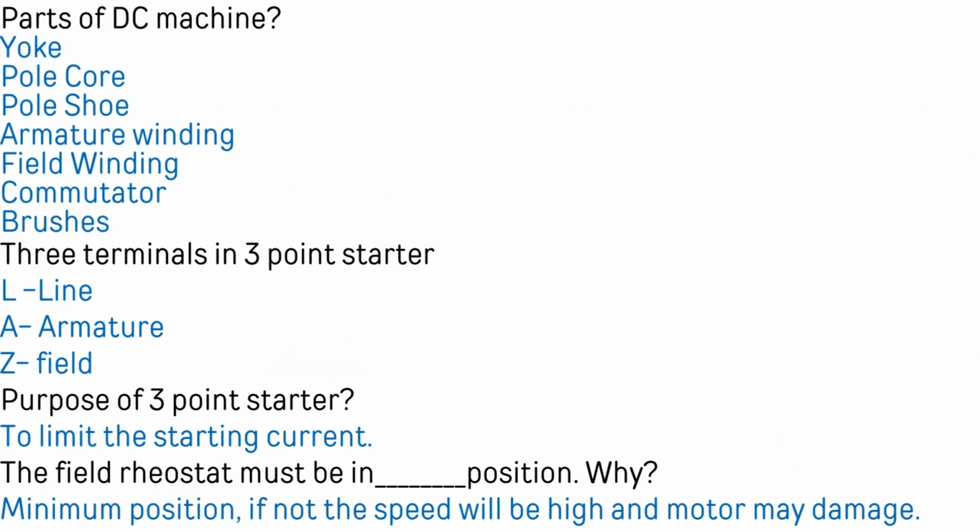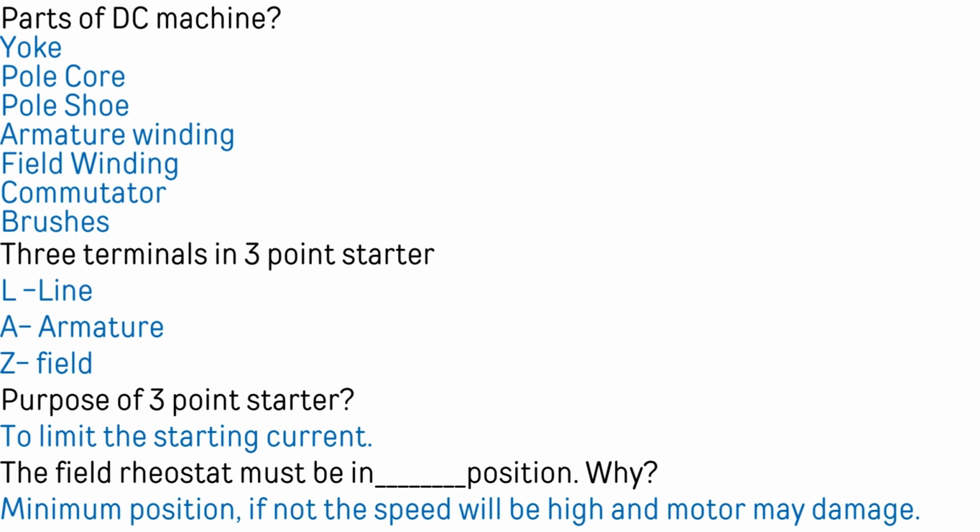What are the parts of DC machine? The parts of DC machine are yoke, pole core, pole shoe, armature winding, field winding, commutator, and brushes. What are the three terminals in 3-point starter? The three terminals in 3-point starter are line, armature, and field. Line is represented with L, armature is represented with A, field is represented with Z.